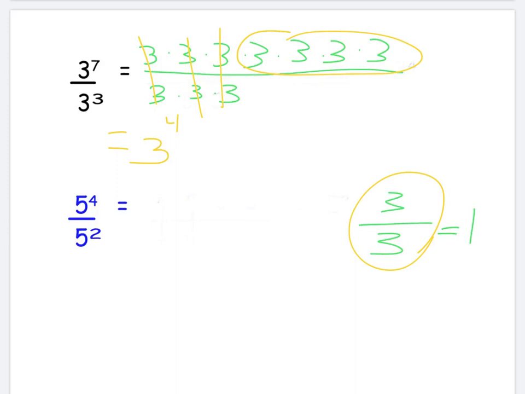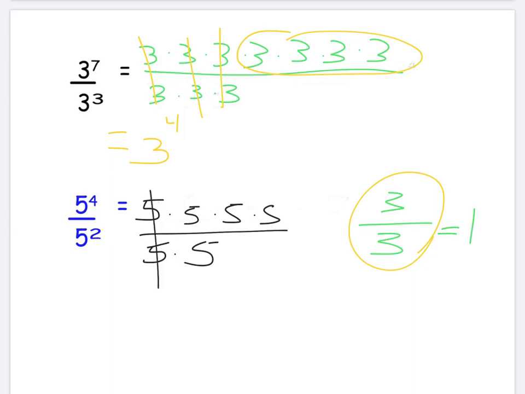If I'm looking at the next one, 5 to the 4th power divided by 5 squared. 5 to the 4th power is 5 times 5 times 5 times 5. And 5 squared, or 5 to the 2nd power, is 5 times 5. Again, I want to make as many pairs of 1's as I can. So my base is still 5, but how many are left? It should be 2. So my answer would be 5 to the 2nd power, or 5 squared.